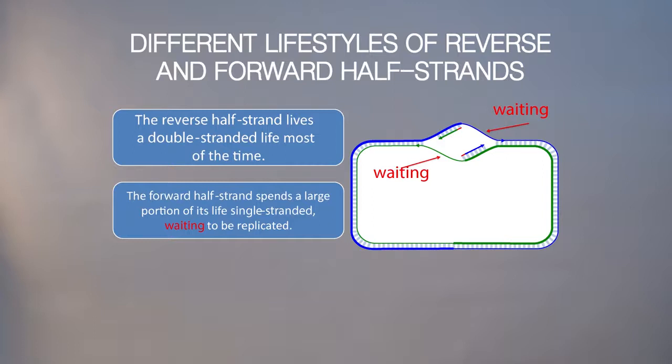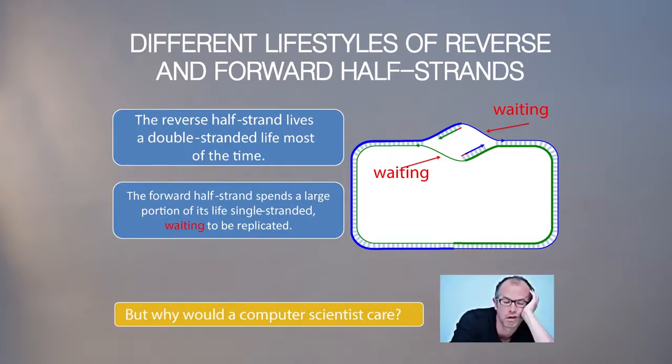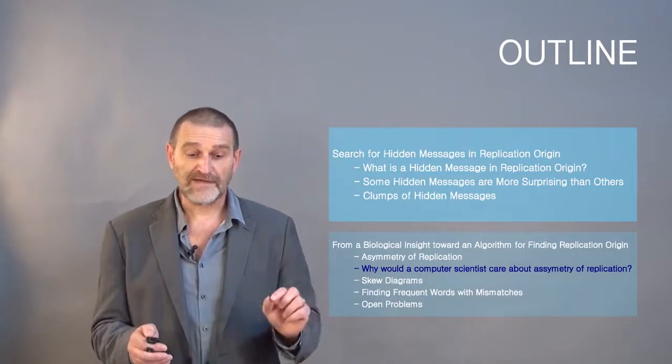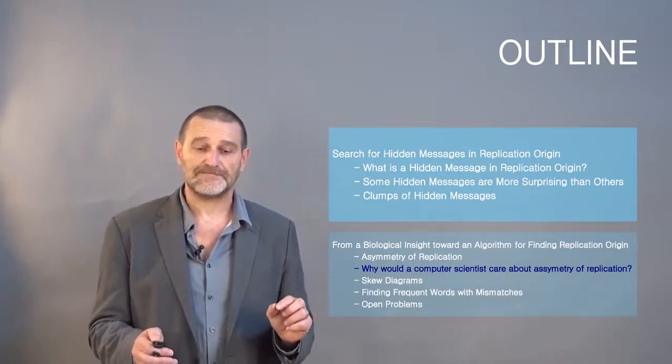The reverse half strand lives a double-stranded life because it's constantly replicated. There is hardly a moment when it lives single-stranded. But the forward half strand spends a large portion of its life single-stranded, because it has to wait until replication forks open until it starts replication. I hope this is clear, but there is one looming question. Why would a computer scientist care? And we will learn in the next segment why computer scientists should care about this.